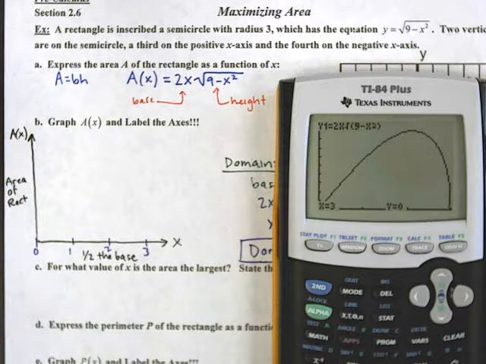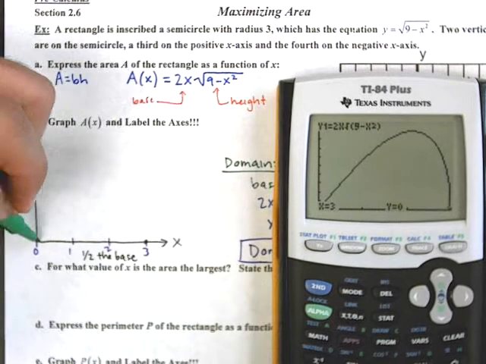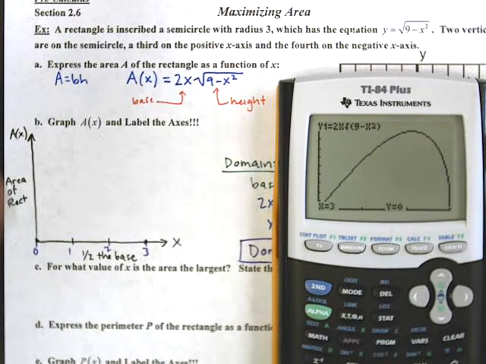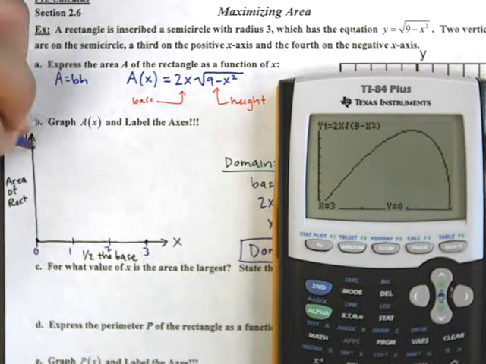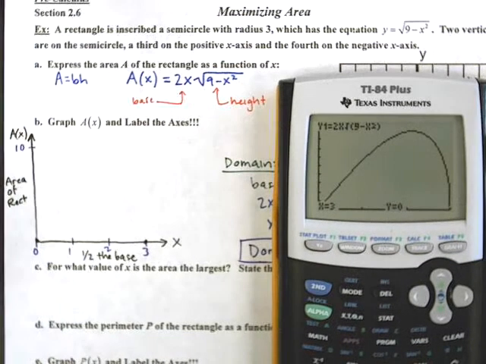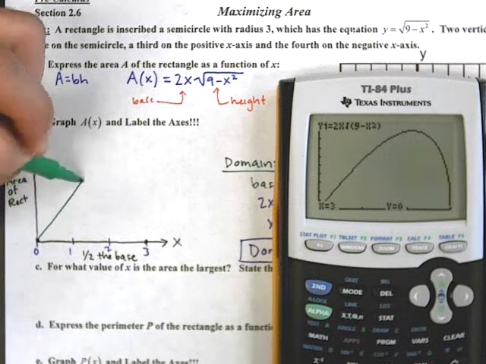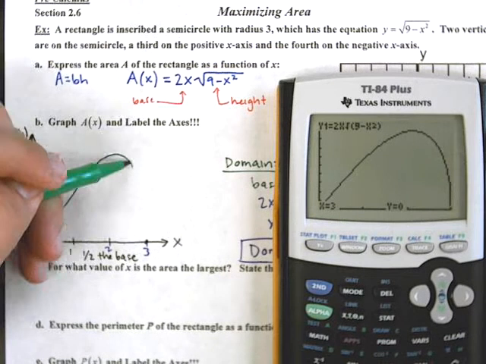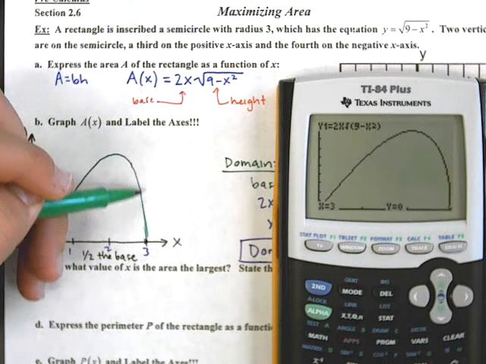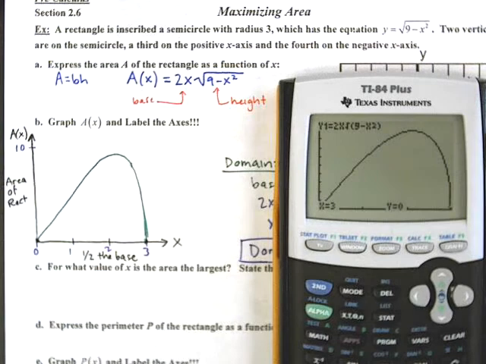So I know that I'm going to have points here and here. I knew that I could go up to close to 10. And it's going to look something like that. Okay? Maybe not perfect, but something like that.